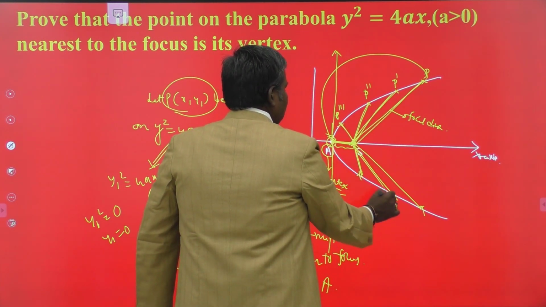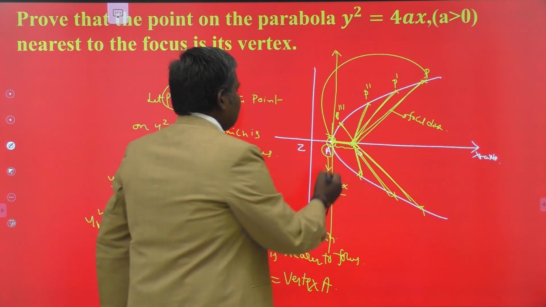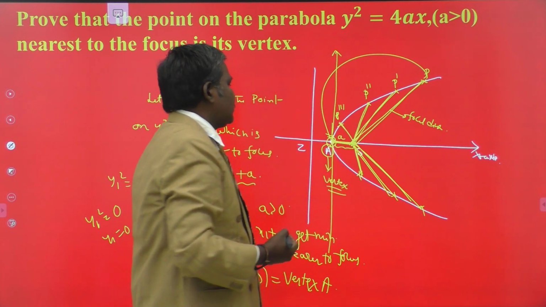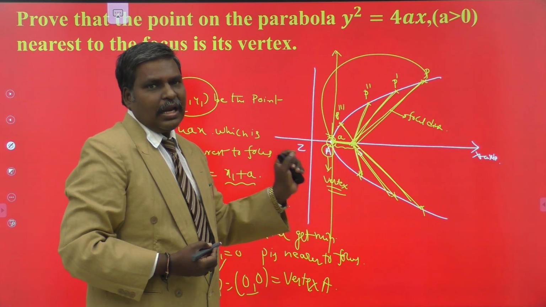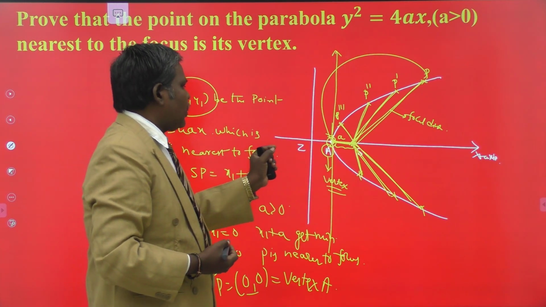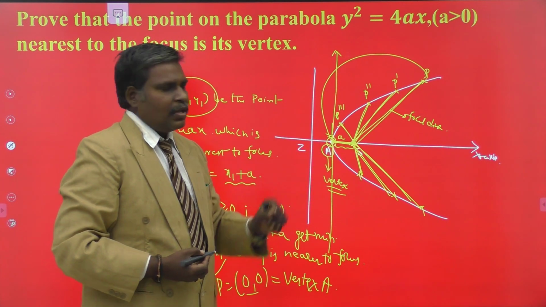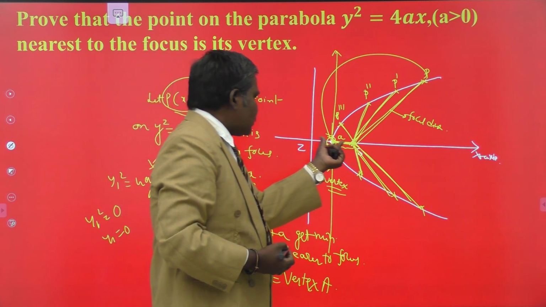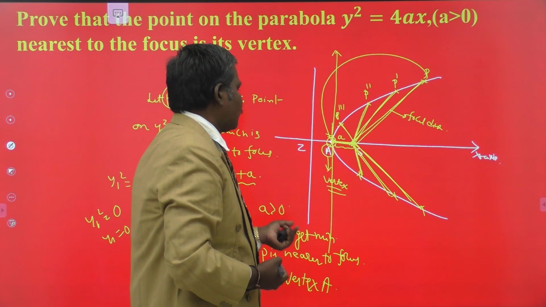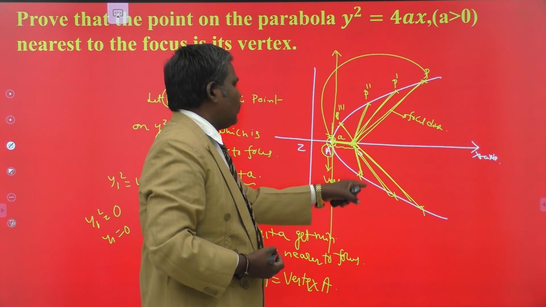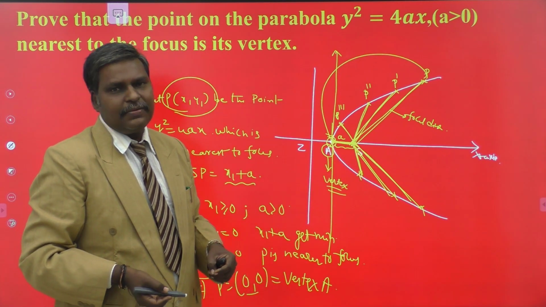So we are finding the minimum distance from that point to our focus. That is, from the vertex (0, 0) to (a, 0). The distance is a units. The shortest distance from a point on the parabola to the focus is a. If you take any point which is less than a units, that must be inside the parabola. This is the shortest distance. So focus to vertex is the shortest distance from the point on the parabola to your focus. So the nearest point on the parabola to the focus is its vertex.